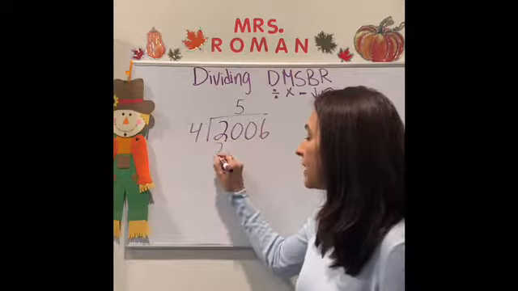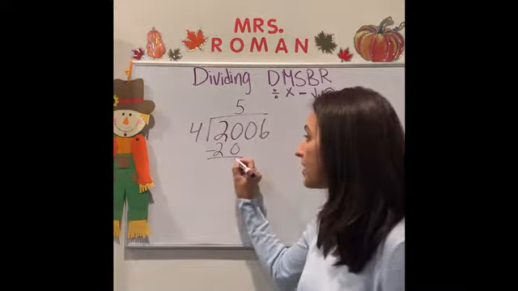5 times 4 is 20. I subtract. Sister tells me to subtract. I get 0.